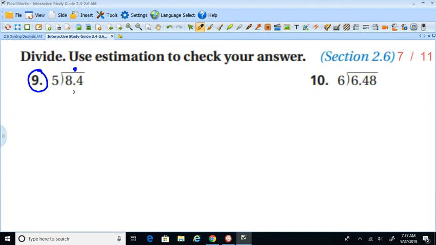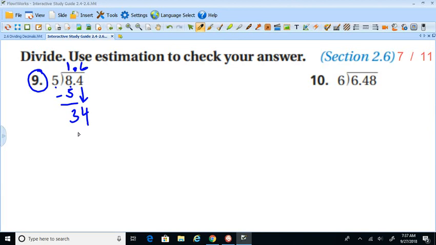How many 5s can go into 8 without going over? 1. 1 times 5 is 5. Subtract, the difference is 3. Checkpoint, is 3 less than 5? It is. We may proceed. Draw an arrow, bring down that next digit, which is a 4. 5 goes into 34, 6 times, which is 30. Subtract, I get a difference of 4.